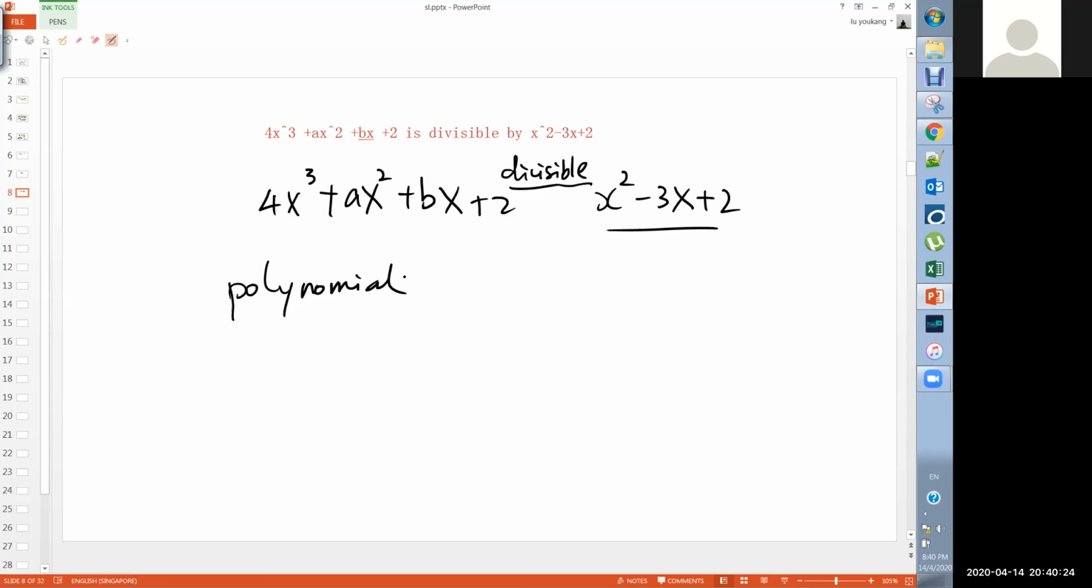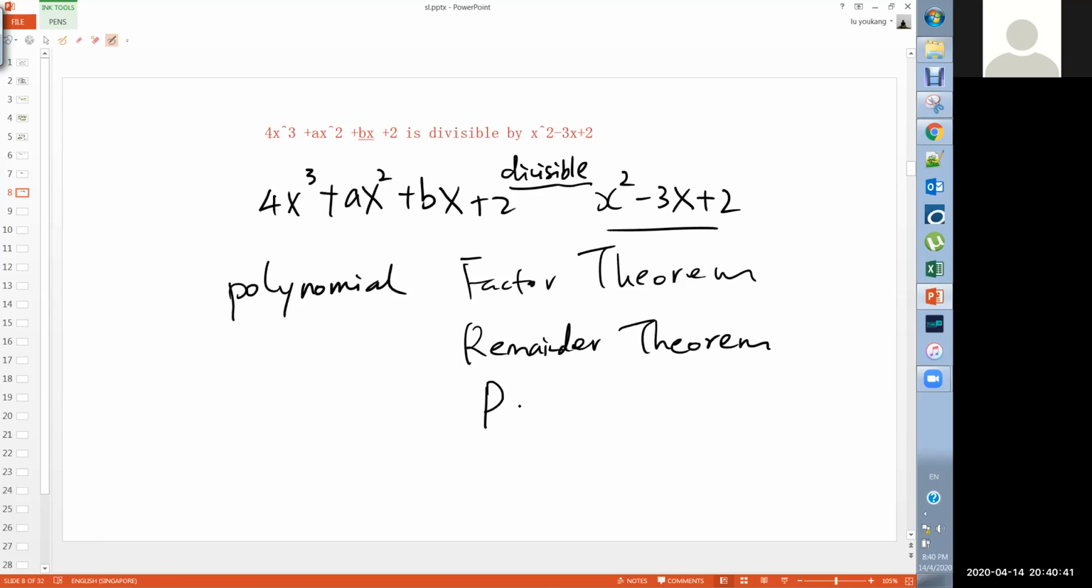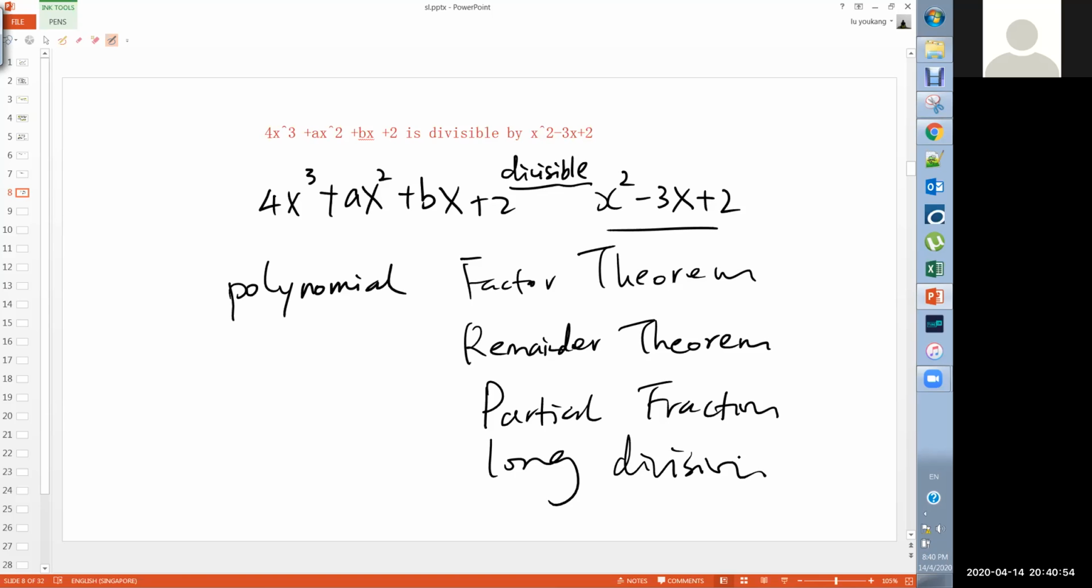polynomial, tell me what concept you have learned for polynomial. Factor theorem. Yeah. And then remainder theorem. And then, is there something with the QD? Partial fraction, right? Partial fraction is also under this chapter. Okay, but anyway, long division also. So basically, these are the main 4 concepts you should have learned in polynomial.